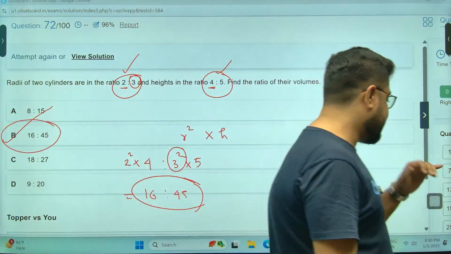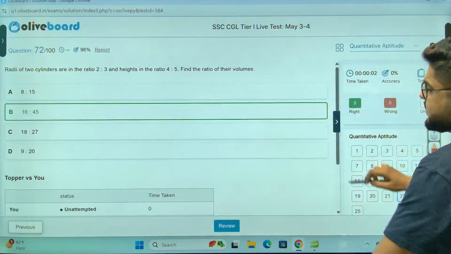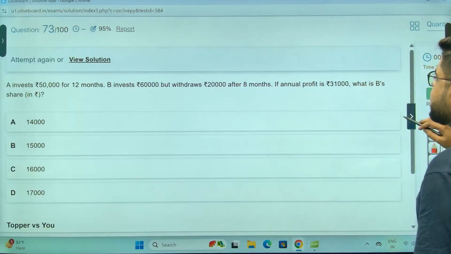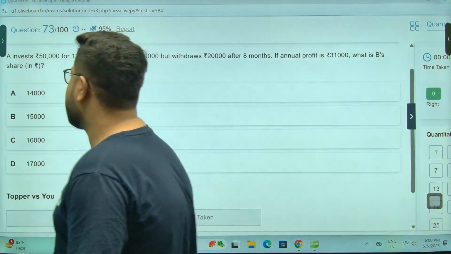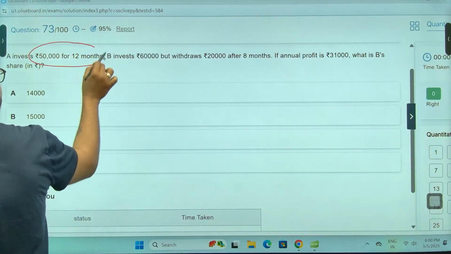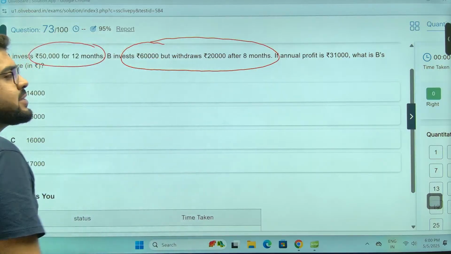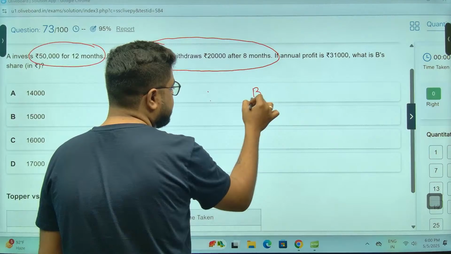Again, these ratio questions we have done multiple times in classes. So, partnership. Chalo, partnership question. Very simple. This much for 12 months, and this much after 8 months. Chalo, sir, find out the profit sharing ratio, PSR.